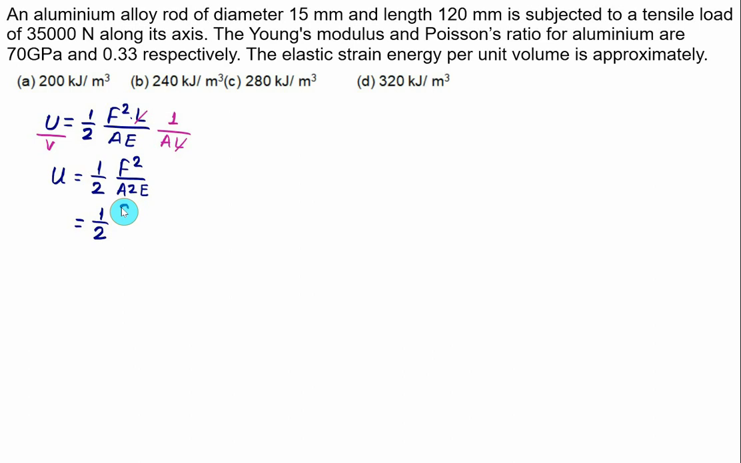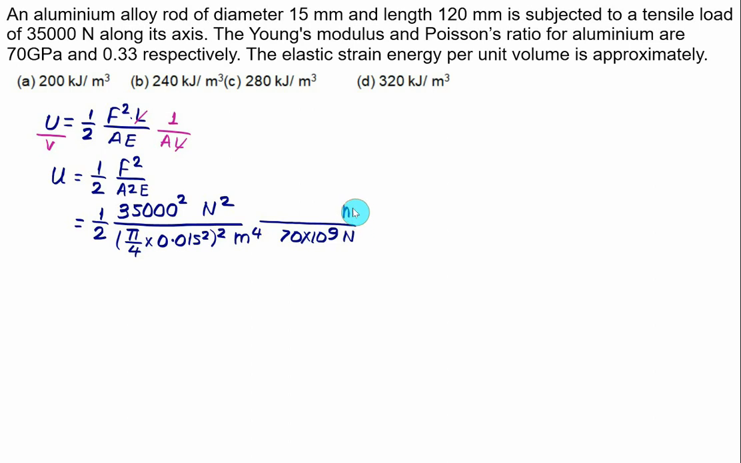Equal to 1 by 2. We have force equal to 35,000 and we have to square it, so this term is Newton square, divided by area, which is pi by 4 into diameter 0.015 square, and it's squared. So area square is meter to the power 4, and it is further divided by Young's modulus, which is 70 into 10 to the power 9. Newton and meter square will shift in the numerator. 280,195.6 will be Newton, meter square and meters to the power 4.